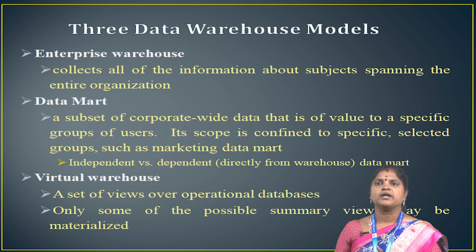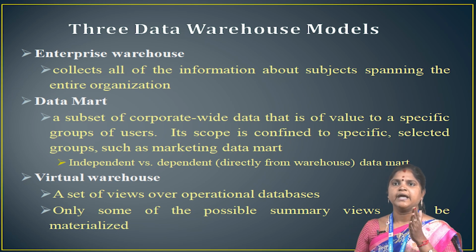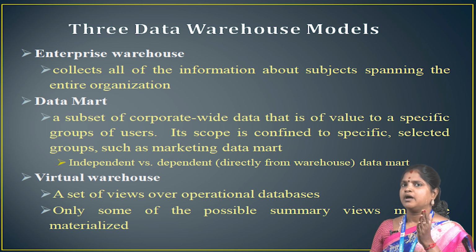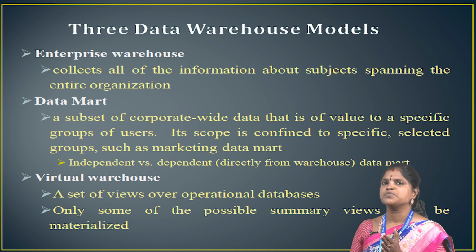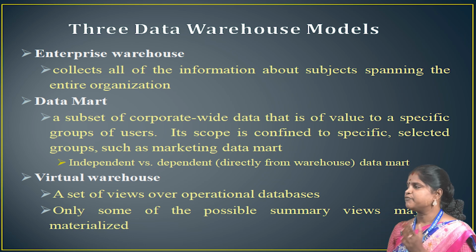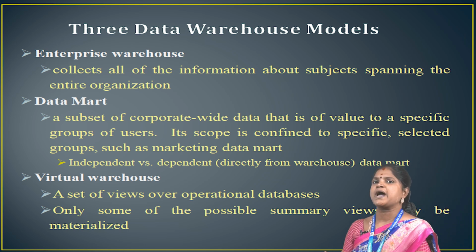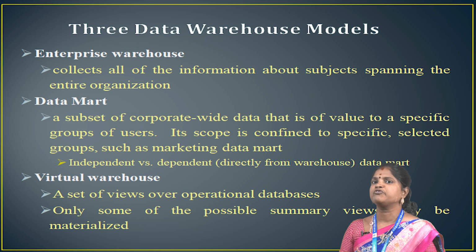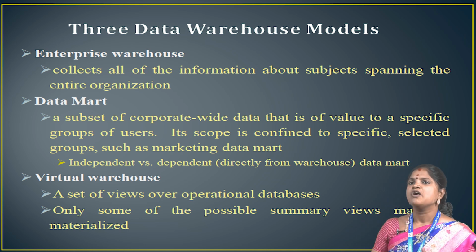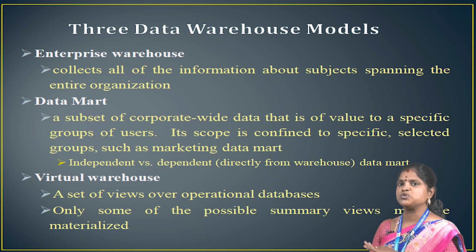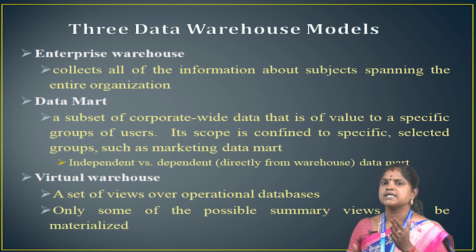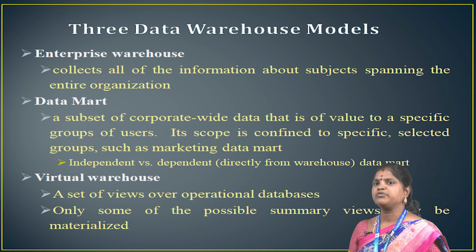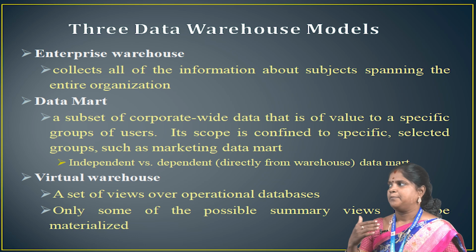Three data warehouse models. What are the three data warehouse models? Enterprise data warehouse, data mart, virtual warehouse. Enterprise data warehouse collects all of the information about subjects spanning the entire organization. Data mart is a subset of corporate-wide data that is of value to a specific group of users. Virtual warehouse is a set of views over operational databases. Only some of the possible summary views may be materialized.